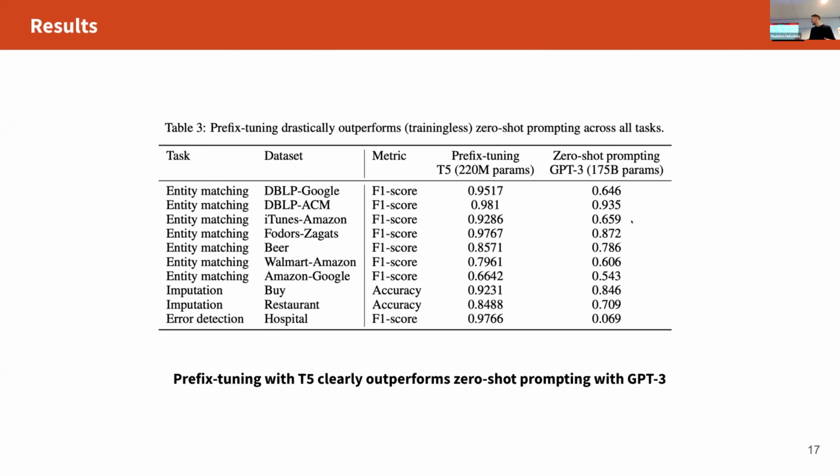So first of all, a results table comparing prefix tuning with zero-shot prompting GPT-3. This is our performance. This is the performance that zero-shot prompting GPT-3 gives. And as you can see, we clearly outperform GPT-3 when zero-shot prompting. It's a bit of an unfair comparison because we use a much smaller neural network, but we also use training data, whereas they don't. But it kind of gives you an idea that this method works really well compared to just prompting these modern language models.